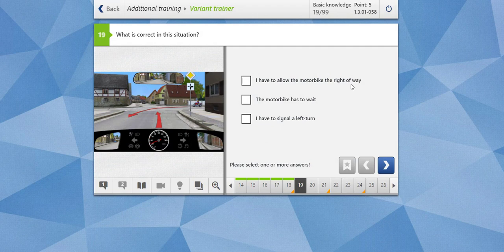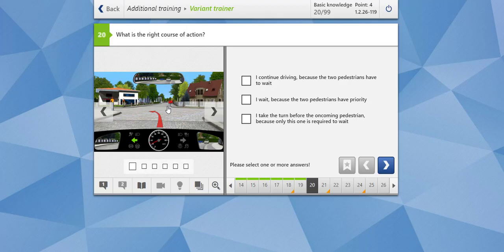I have to allow the motorbike the right of way. Yes, because the biker is driving along the priority road. The motorbike has to wait. No. I have to signal a left turn. No, because you are driving straight ahead. So you need not signal a left turn. Let's check the answers. Our answer is correct.